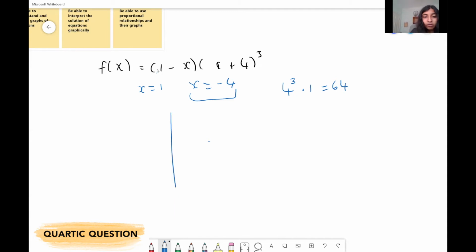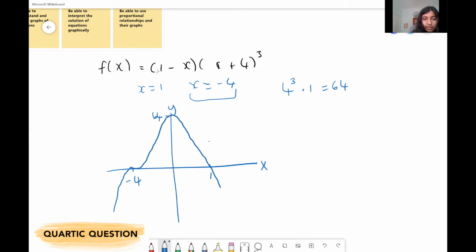So then we can plot the points where it crosses the axes. So you'd have 1 here, you would have minus 4 here, you'd have 64 here. So the graph would look something like this, and then it would go like that, and it would come back down like that.